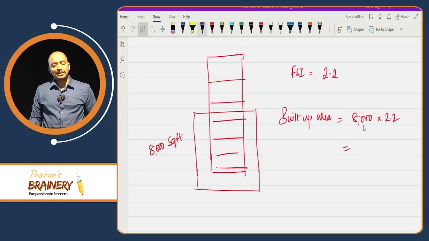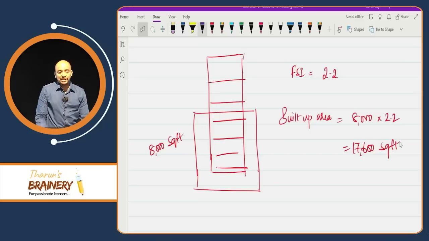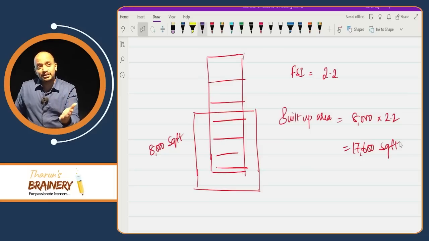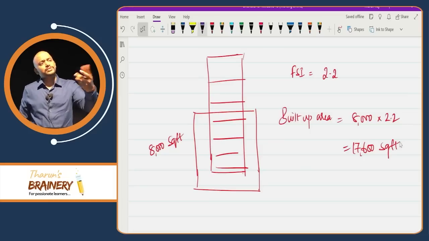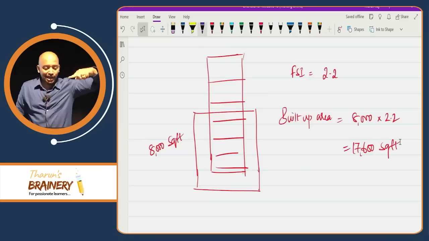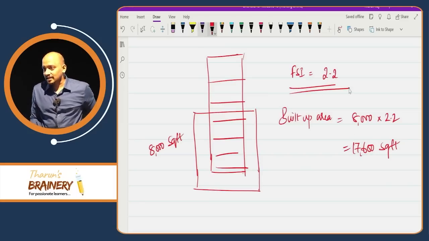So 16,000, plus 8,000 into 0.2, that is 1,600, so 17,600 square feet. 17,600 square feet is the built up area. Means on a land of 8,000, we can construct 17,600 square feet. How, sir? All floors put together, we can construct this much only. That is known as FSI.